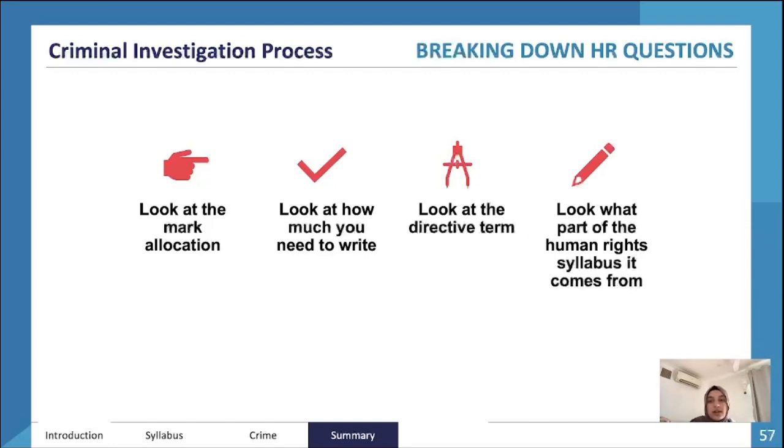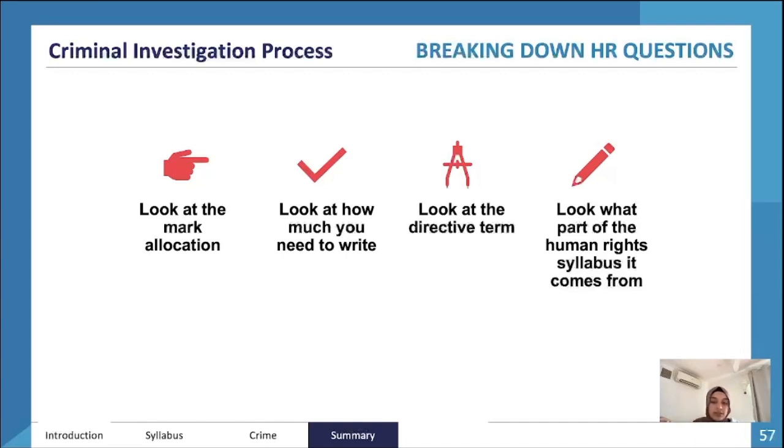Breaking down human rights questions. So first of all, look at the mark allocation. How many marks are allocated? This is a really good indication of how much you should be writing. Look at how much you need to write. You're given the lines. Those lines are there as a guideline as to how much you should be writing. Please don't go way over and please don't go under. Try and make it as similar as you can to the amount of lines given. If you go over, you're wasting time. If you go under, you're probably not going to get the full marks, okay?